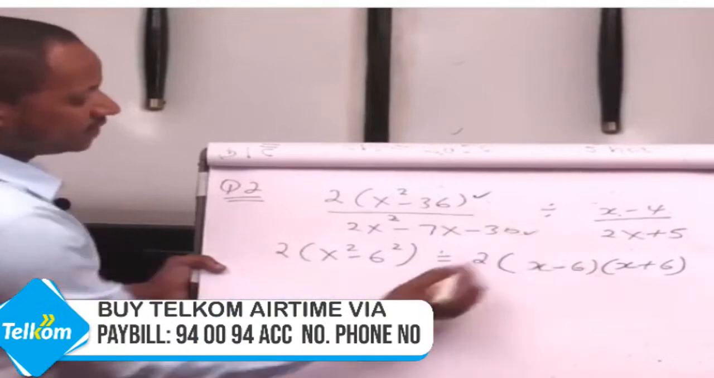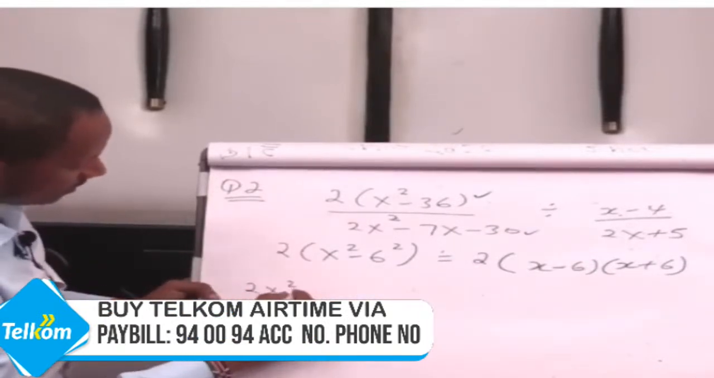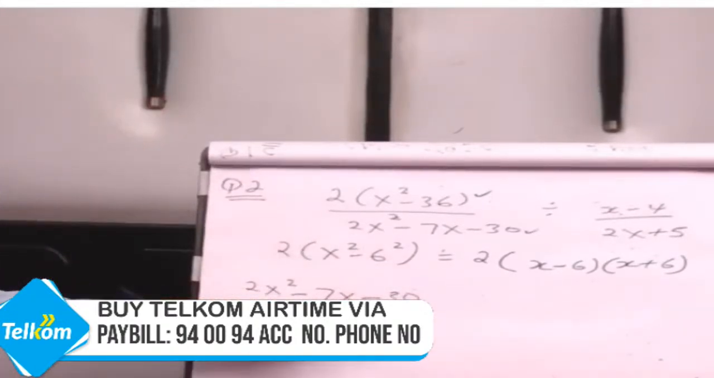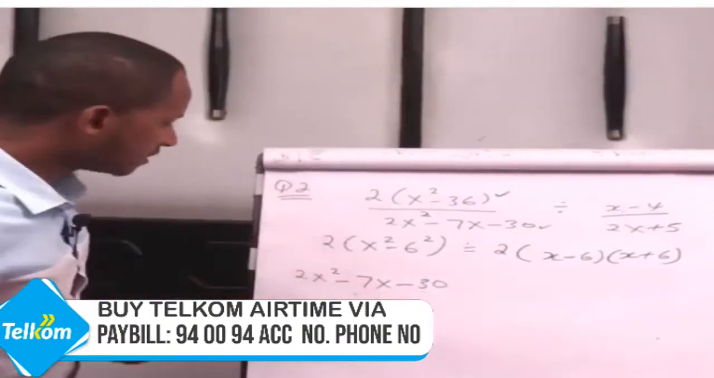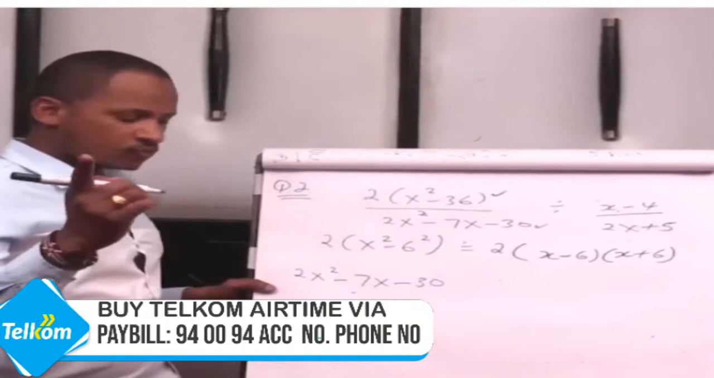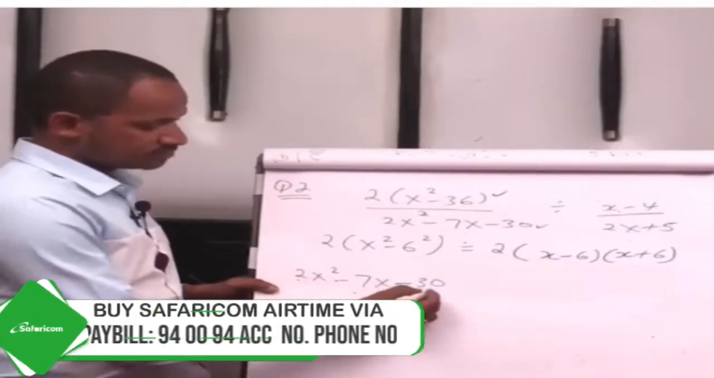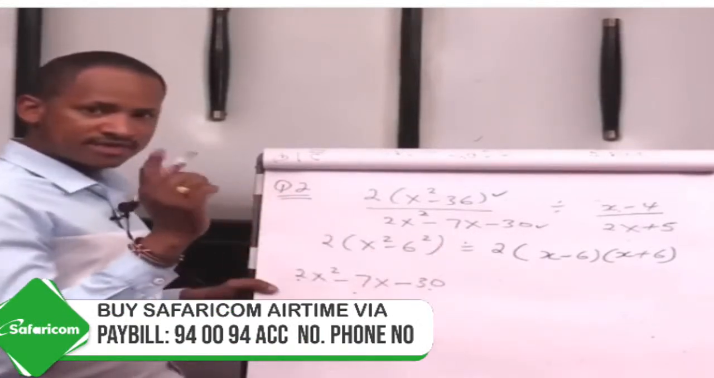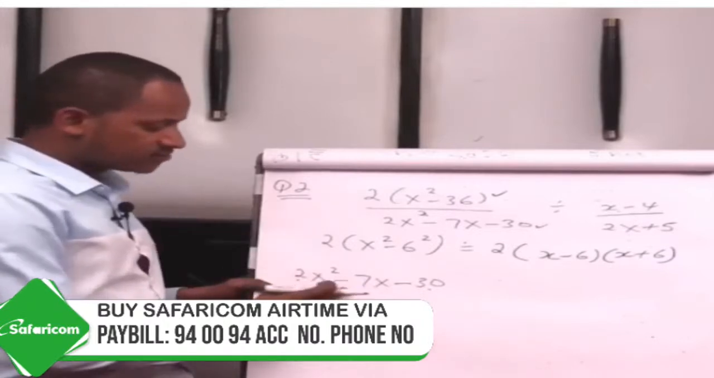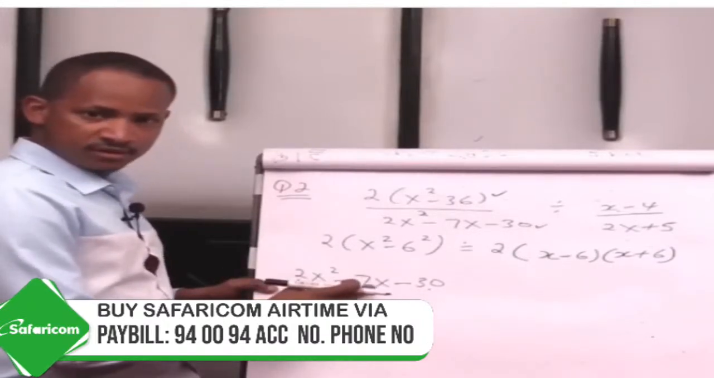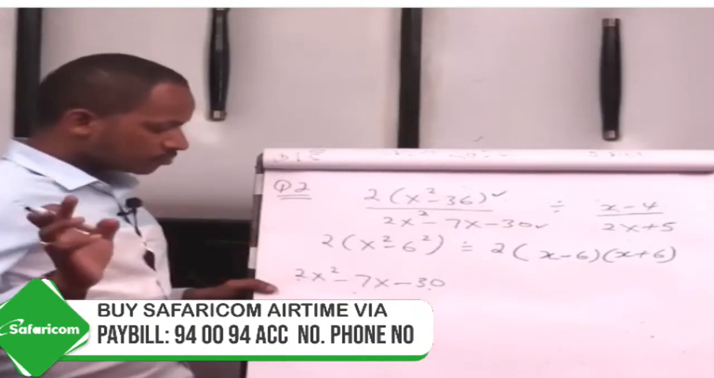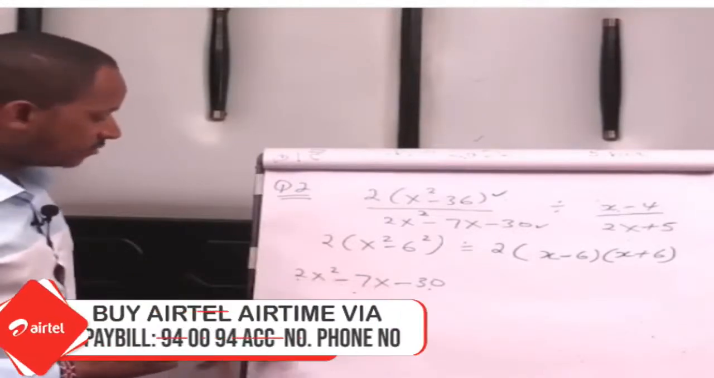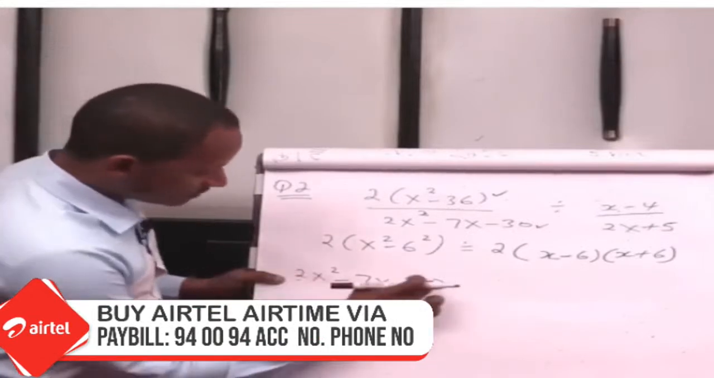The numerator done, come to the denominator. The denominator here is 2x squared minus 7x minus 30. This is what we call a quadratic equation. So in the quadratic equation, look at two numbers. When you multiply them, it gives you 2 times 30, which is 60. When you subtract them, it gives you negative 7. So what are these two numbers? It gives you negative 7x. What are these two numbers? So you multiply 2 times 30, you get 60.